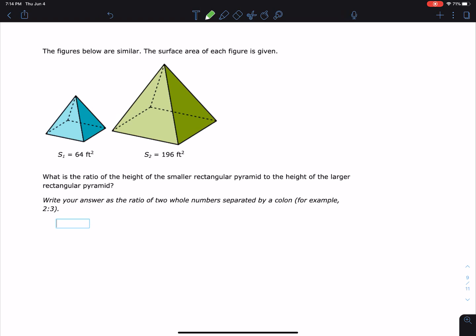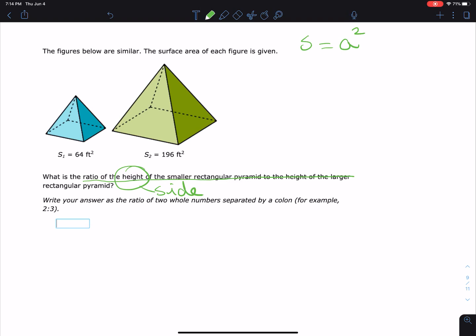Let's see, the figures below are similar. The surface area of each figure is given. So they gave me surface area, and they want the ratio of the height of the smaller to the larger. Okay, so they want height, which is also known as side length. So we're dealing with side length, and area is always squared.